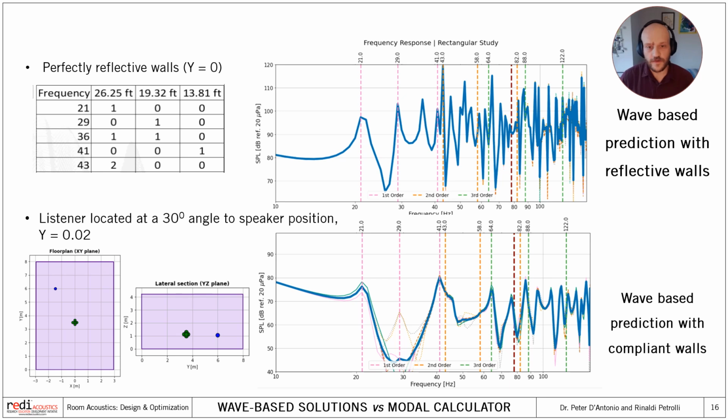Finally, if we bring our microphone to a typical receiving position at 30 degrees with the listener, we will see another significant change in the frequency response, again showing the strong relationship between the perceived modal response and the positions of the sources and the listeners.